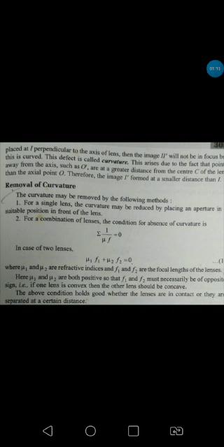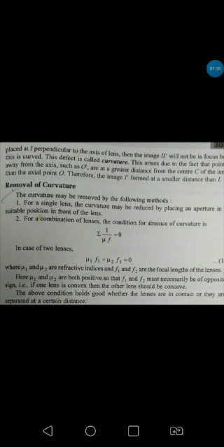This defect arises due to the fact that point objects away from the axis, such as O', are at a greater distance from the center C of the lens than the axial point O. Therefore, the image I' is formed at a smaller distance than I.